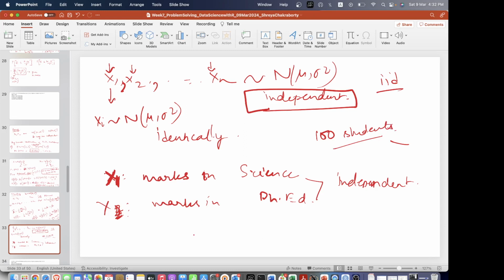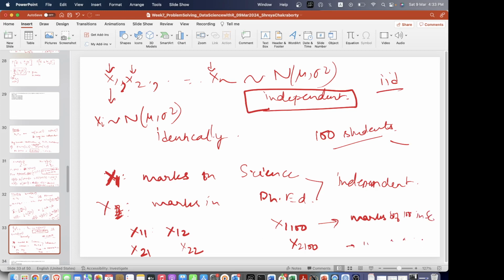So x11 would be marks of student 1 in science, x12 would be marks of student 2 in science. Like that you would have x100, and similarly you would have x21, x22 and x200. So these would be marks of 100 students in science, and this would be marks of 100 students in, let's say, physical education. Now you plot this graph, this distribution and this distribution.